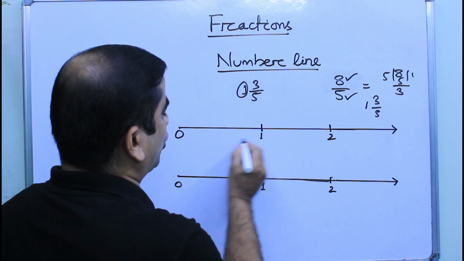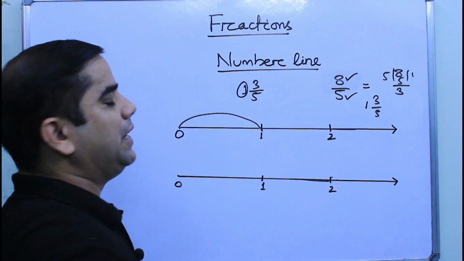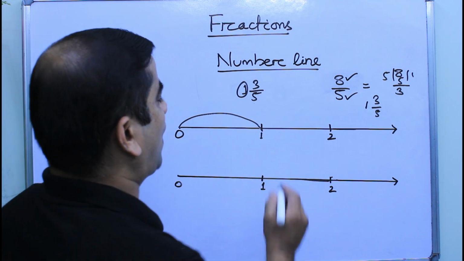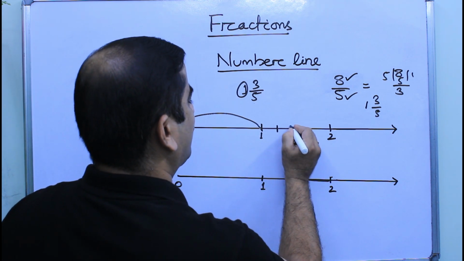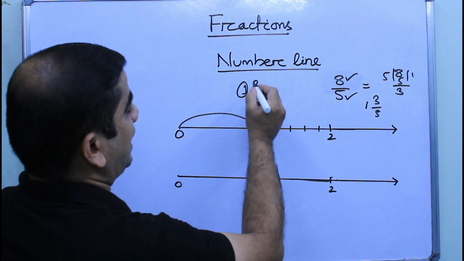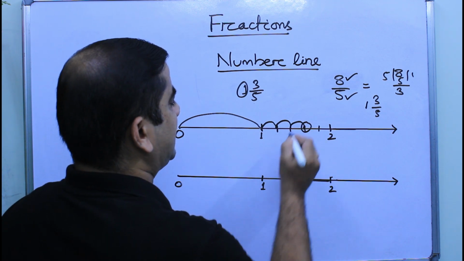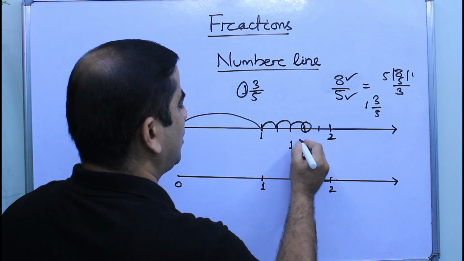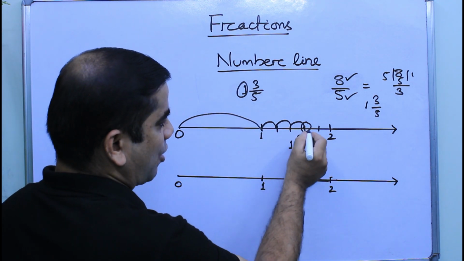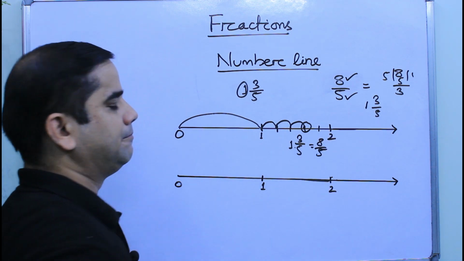See, we need not be bothered about this part because this is 1 whole. It is already completed. We need not divide this part. The second part is divided into 5 equal parts. So I need to draw 4 equal lines. Okay. Then I need to take 3 parts. 1, 2 and 3. So this is nothing but 1 whole 3 by 5. 1 whole 3 parts out of 5 equal parts, or it is 8 by 5.